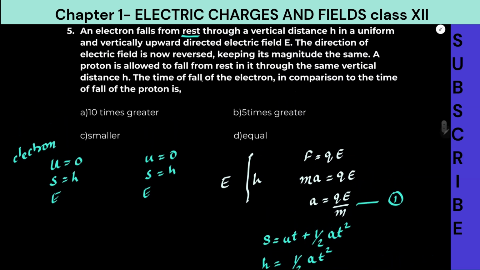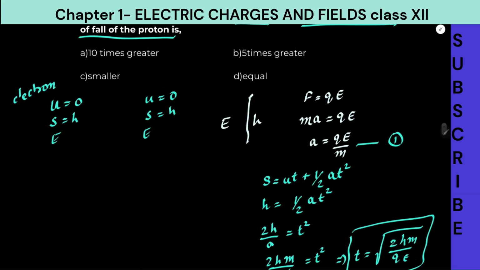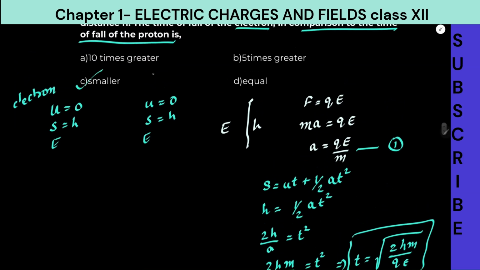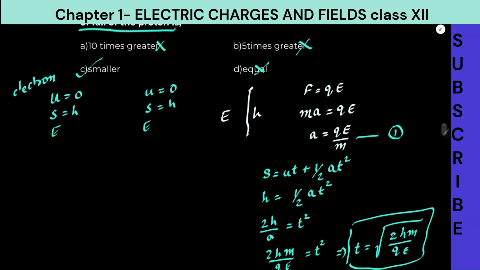So question is asking the time of fall of the electron in comparison to the time of fall for the proton. Looking at this expression without putting the values, we can say since the mass of the electron is smaller, the time will be smaller. So correct answer should be C. Why? Because it can't be greater. Let it be 5 times, 10 times, 1000 times, it can't be, and it is neither equal. Why? Because of the mass present in the final expression.